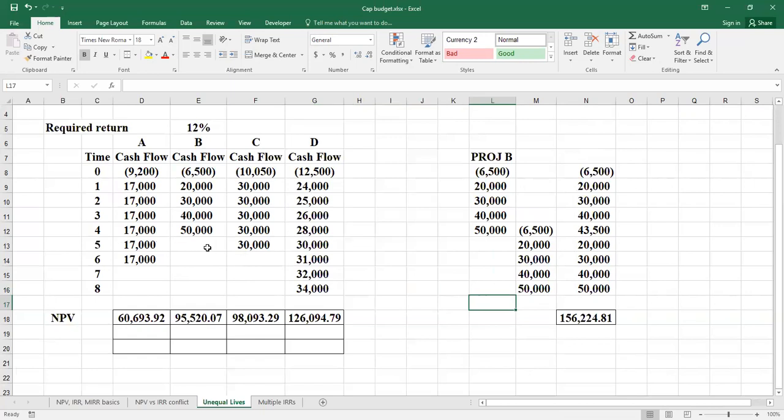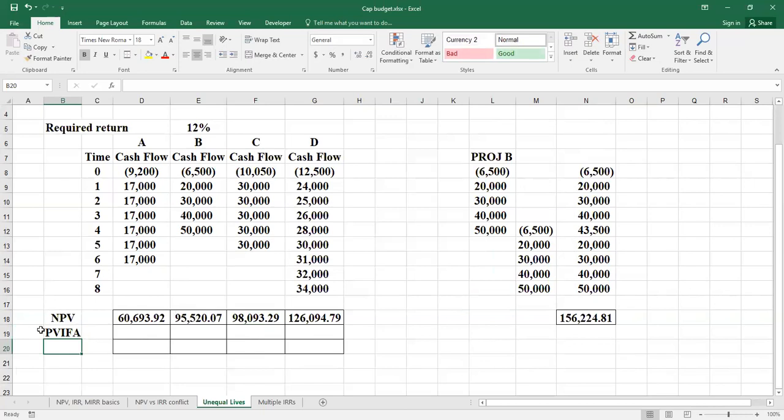Pwede ba siyang 24? Hindi. So hahanapin mo yung algebra nyo dati, hahanapin mo yung least common denominator, no? So the shortcut is i-annualize natin yung net present value nila, no? So how do you do that? You have to divide by the annualized present value interest factor of an annuity.